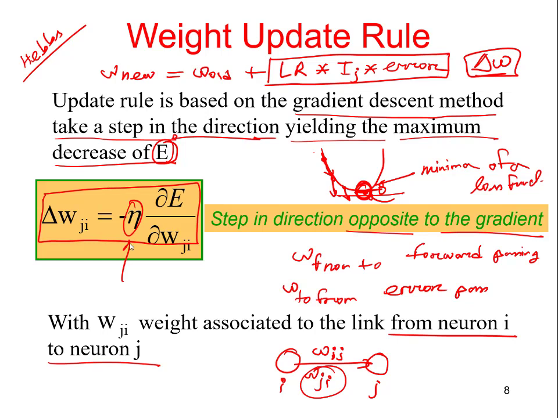Okay. So the delta Wji is represented as minus eta. This eta is considered as the learning rate, LR, so we will be using this notation, and it means learning rate. Delta E is the partial derivative of the error function E with respect to Wji, the weight. What can we define, or how can we define the delta E?